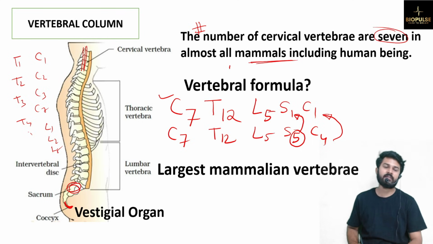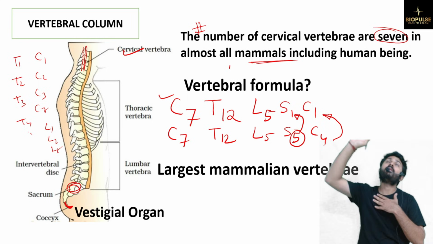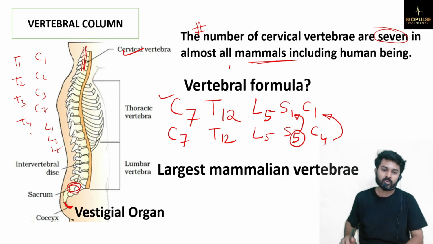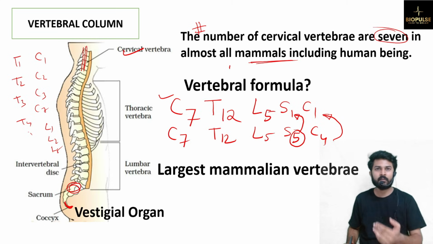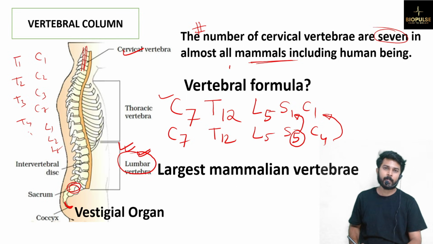One question is very famous: the long neck of the giraffe is due to... Then the options will include more number of cervical vertebrae, and that will be the correct option. If the cervical vertebrae became 70 instead of 7, where would my head be? It would be on the top floor. Correct? So that is one kind of question you can face in the examination. Now, which of the following vertebrae is the largest mammalian vertebra? Then you have to opt for lumbar vertebrae. Fine.